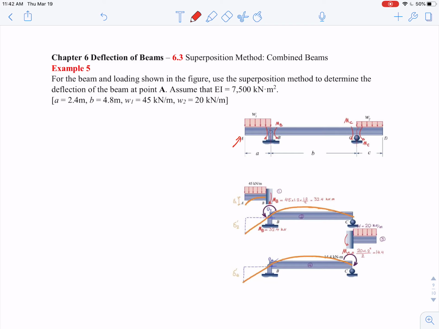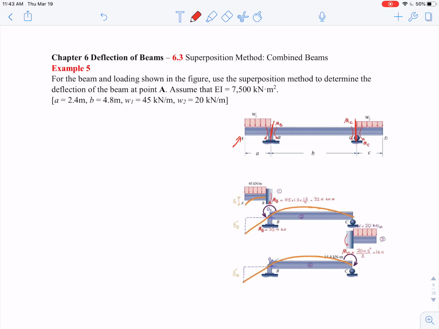First of all, let me ask you, just look at this. How many beams are you planning to split it into? 3 or 4 or more? Directly, it's logical to just split it at these two connections at point B and point C. So after splitting, you will get 3 or 4 beams.